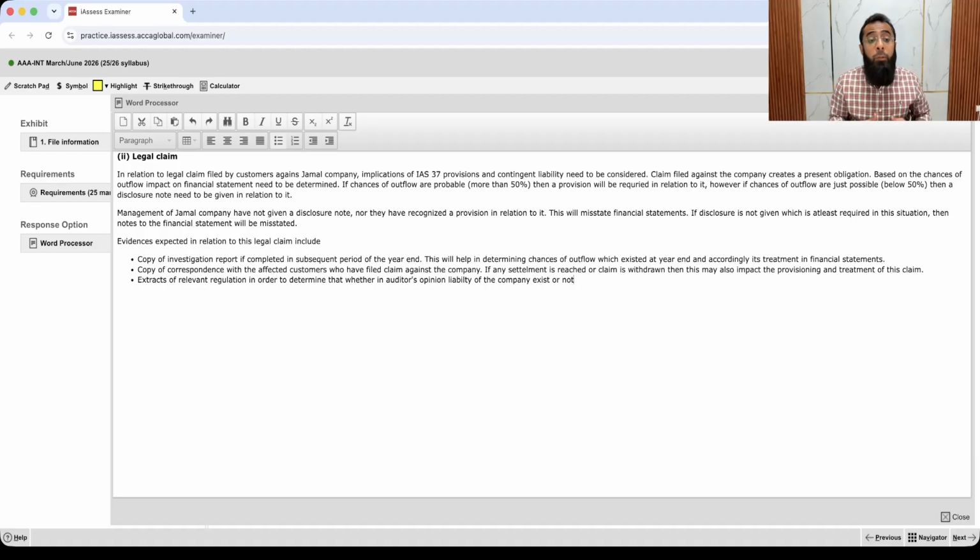Okay, there can be minutes of discussion with the management about how they are planning to deal with this matter. Okay, it can be in addition to the legal opinion which the auditor can have on this matter. So there can be a lot of evidences through which we can determine the chances of outflow of this legal claim and verify the stance of the management.